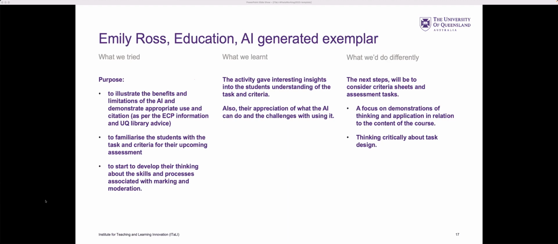It was an in-class activity. So we did it with the whole cohort in one room, which gave us an opportunity to moderate with the tutors in there as well, which was a really good way for us all to be on the same page with what we were looking for.